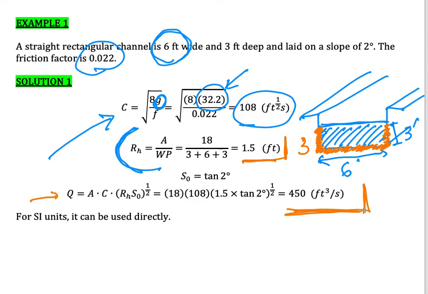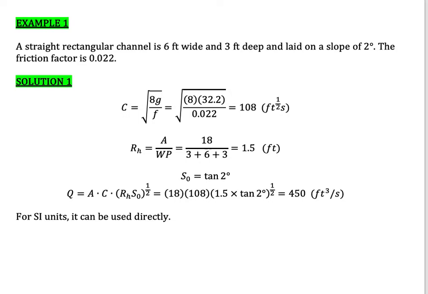feet cubed per second. If the question is given in SI units, you could use this equation directly, but again, please make sure that you are using the correct value of gravity. In meters per second, the gravity is equal to 9.81 meter per second squared. Please remember this one.